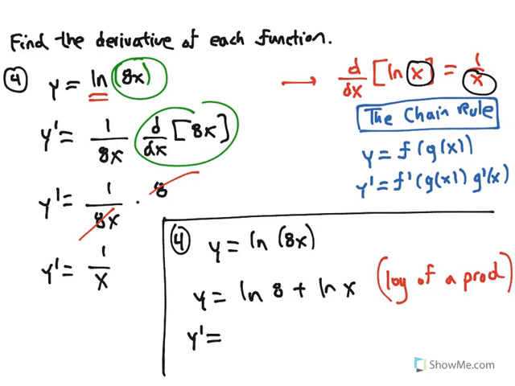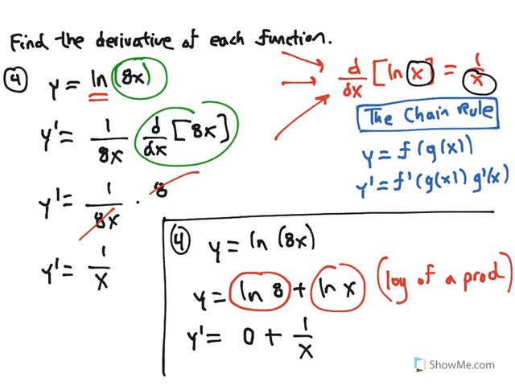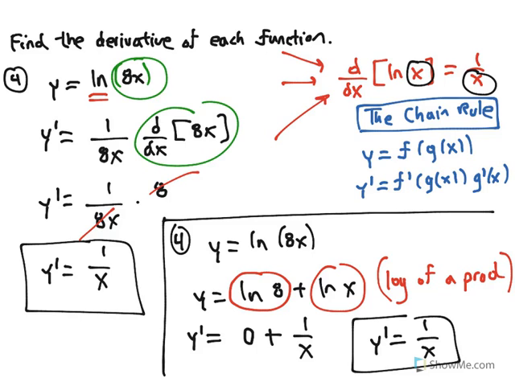To find the derivative, you're going to recognize that natural log of 8 is just a constant. The derivative of any constant is 0, so you have 0 plus the derivative of natural log of x, which is, of course, 1 over x. And 0 plus 1 over x is 1 over x. So you get the same answer, but a different way of doing it. In the first way, we had to use the chain rule. In the second way, we began by rewriting our function using a property of logarithms, and we did not have to use the chain rule.